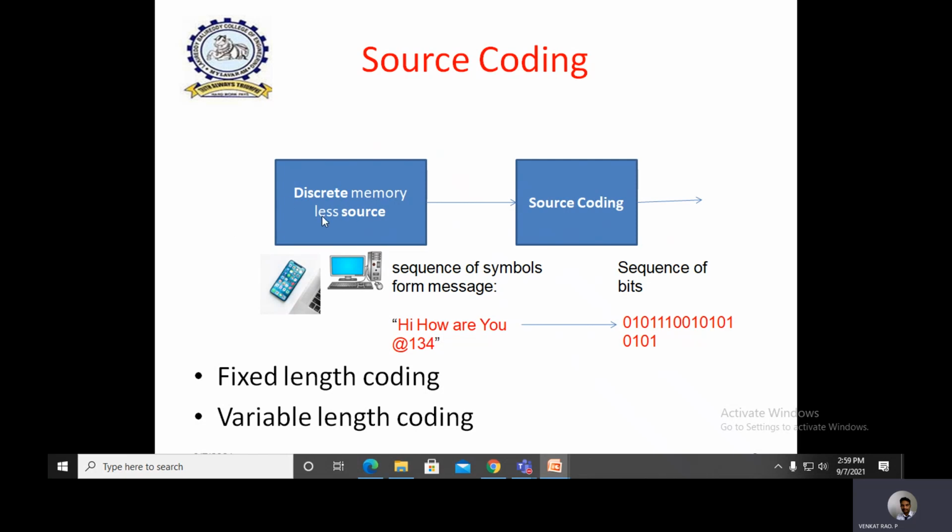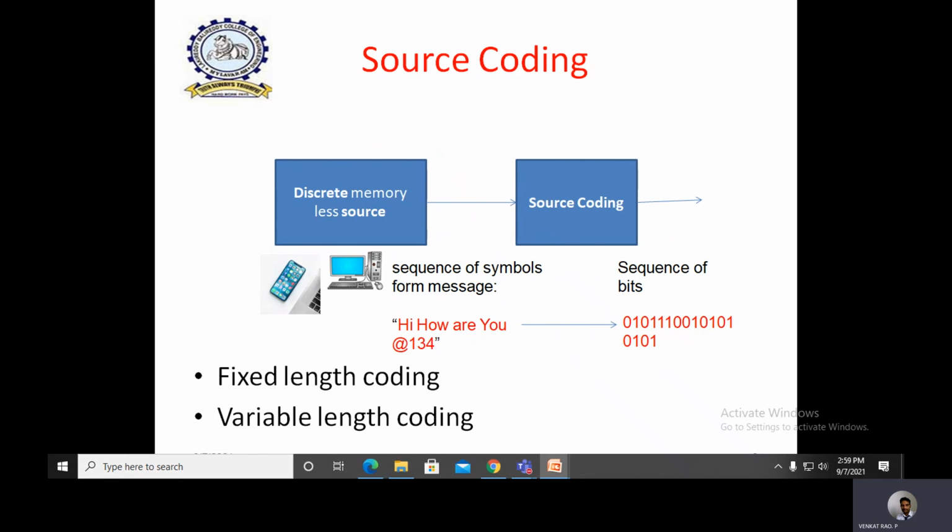Okay, here, discrete memoryless source. What is the meaning of discrete memoryless source? It means the symbol which is coming from this source, each and every symbol does not depend on the consequence of other symbols. So every symbol is independent. You can assume that. And now, what are the different methods of source coding technique?